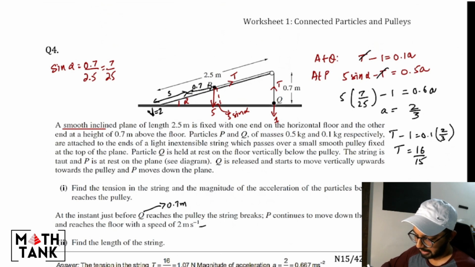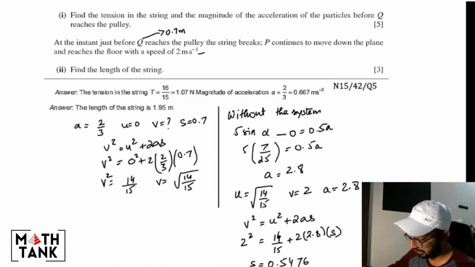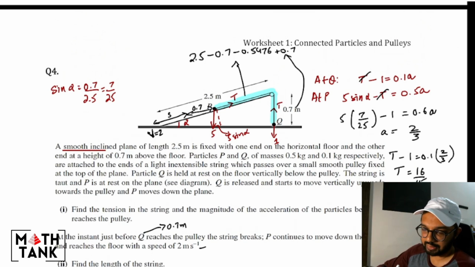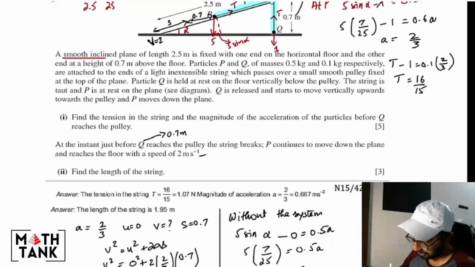Okay, so if I then want to elaborate on the part, what's the length of the string, I could simply say that if I look at this part and this part, so that part is 0.7. This part was basically 2.5 minus 0.7 and minus the distance that I just found out, which is minus 0.5476. And I need to add this part to it, so it's going to be plus 0.7. So it's just about subtracting 0.5476 out of this. So I get 1.95, which is the correct answer according to the question as well.